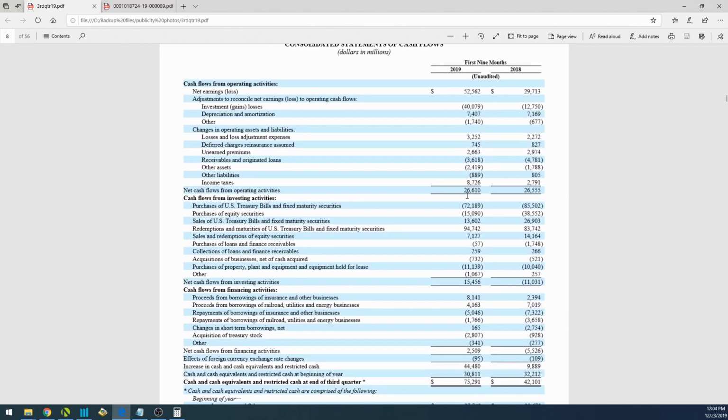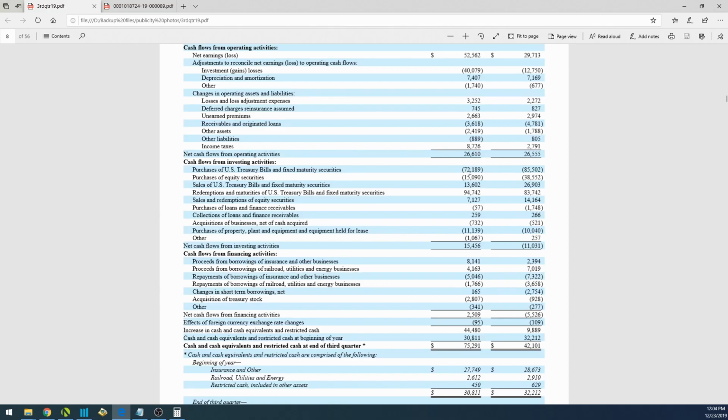So from operating activities, that means from the day-to-day activities of running the companies, last year was 26 billion. This year is the same, 26 billion. So no difference from operating activities. Let's look at investing. Okay, investing, we already see the difference.